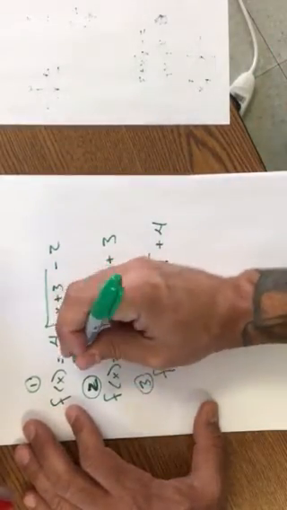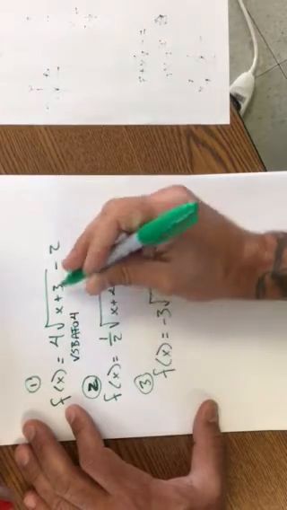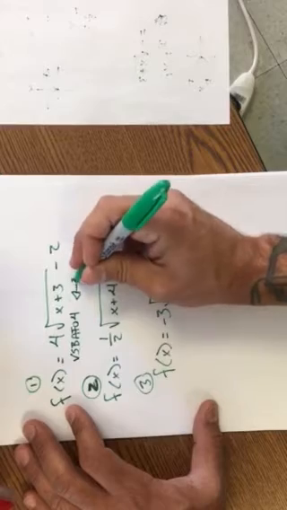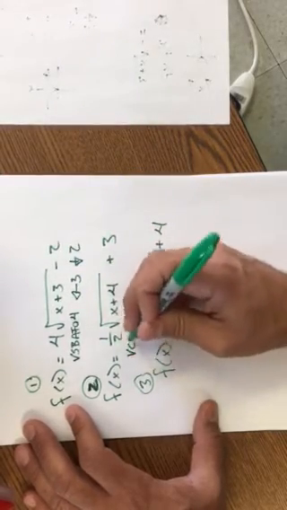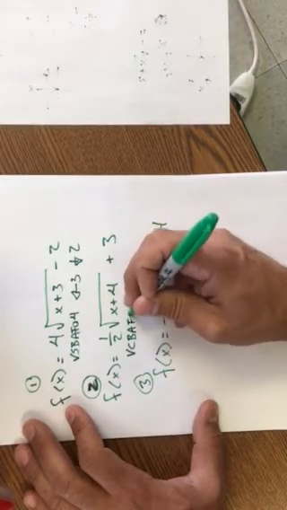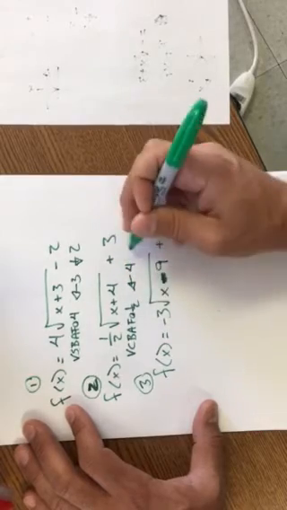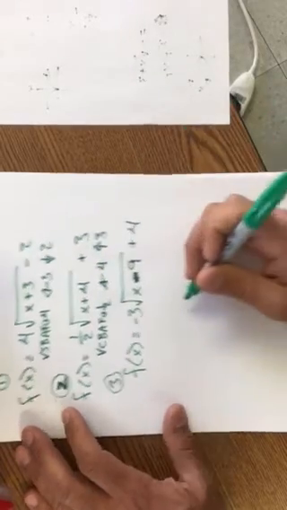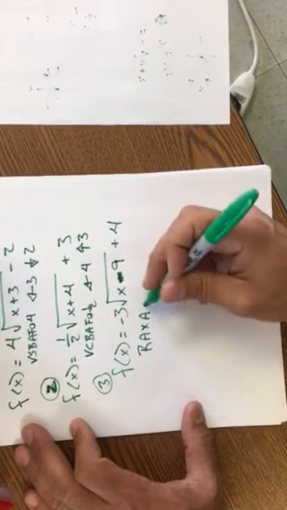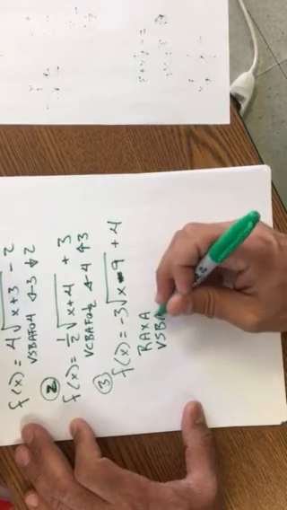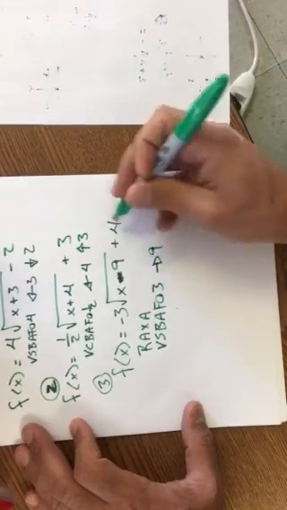So this is gonna be a vertical stretch by a factor of 4. This is gonna move me to the left 3. And this is going to move me down 2. This is going to be a vertical compression by a factor of 1/2. This is going to be to the left 4, and this is going to be up 3. This is going to be reflected across the x-axis. This is going to be a vertical stretch by a factor of 3. This is going to be to the right 9 and up 4.